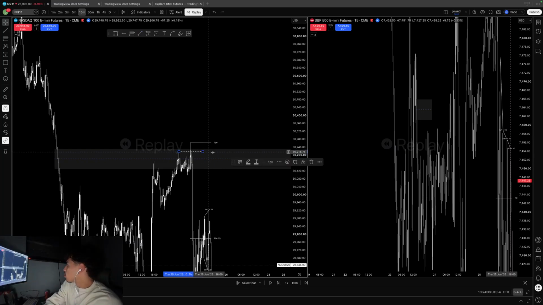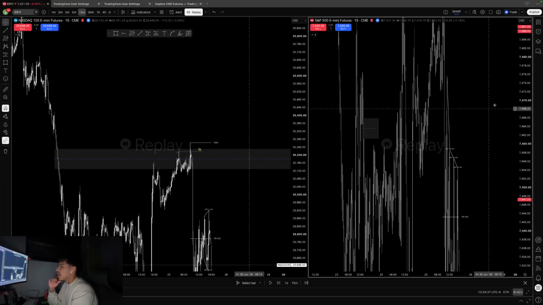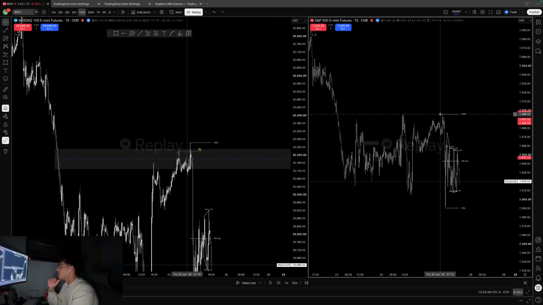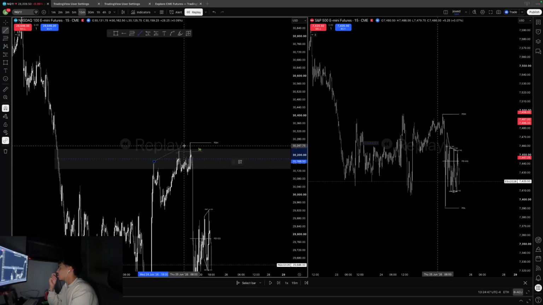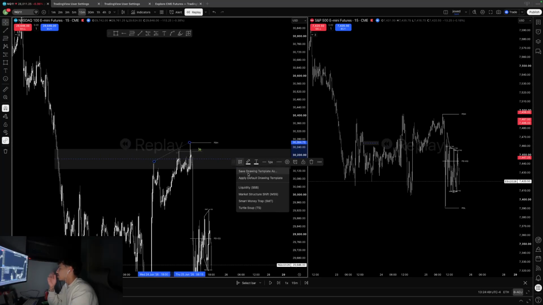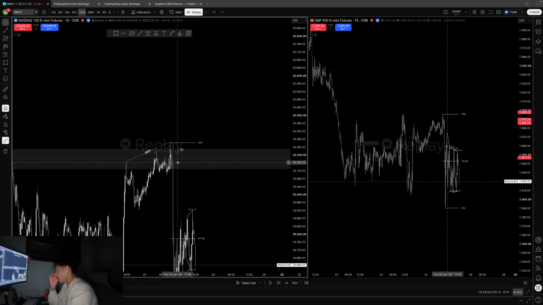So right here, this would be turtle soup. We get turtle soup at that level. And let's see what ES did. Did ES... No, these made equal highs. I mean, this would still be considered an SMT. I guess we have SMT as well, because ES made equal highs, but NQ took that high, so it would be considered SMT. So we put SMT plus turtle soup. So we got two forms of manipulation already, right?